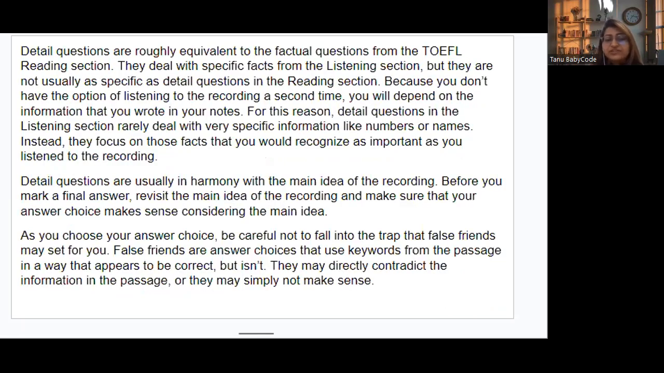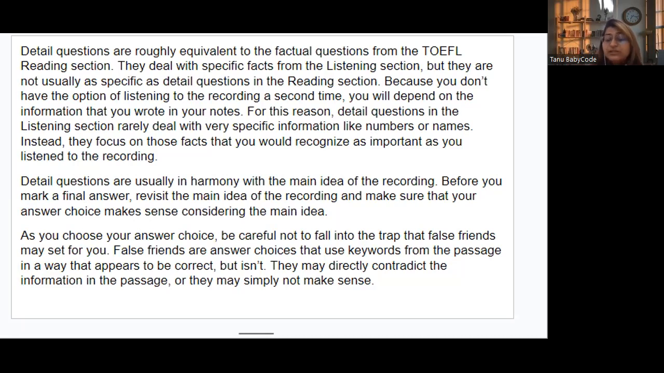These detailed questions are equivalent to the factual questions which we have already done in the reading section, because they also deal with specific facts, right? So these detailed questions deal with specific facts from the listening part, but they are not usually as specific as detailed questions in the reading part, because here you do not have an option of listening to the recording a second time. You will be hearing only once. So you will depend on the information that you write in your notes. Note-making is a very important strategy here.